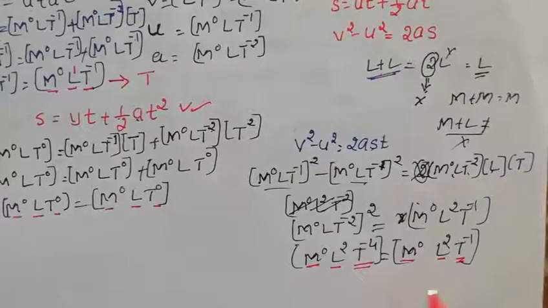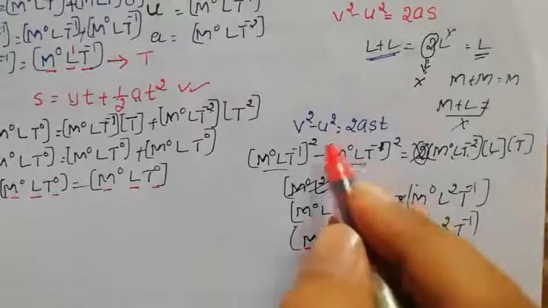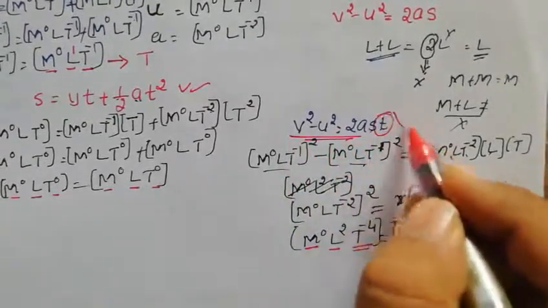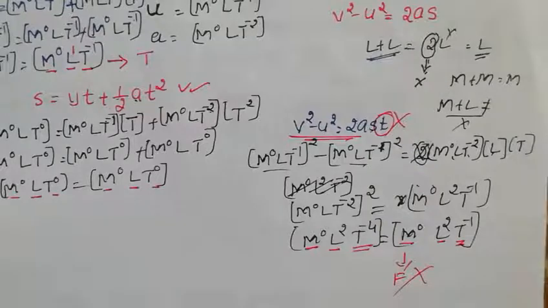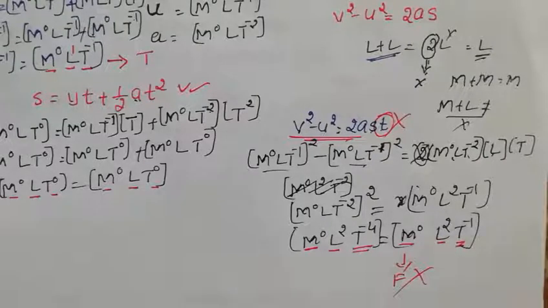So this equation is dimensionally false. This is not correct. Okay, like this we are going to check. This is not correct. Why? Because dimensional consistency, it is not allowed. So like this we are going to check the dimensional consistency of an equation. Okay, so next, look at the next application.